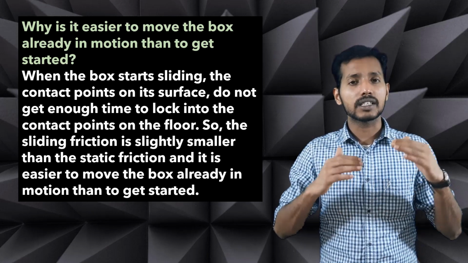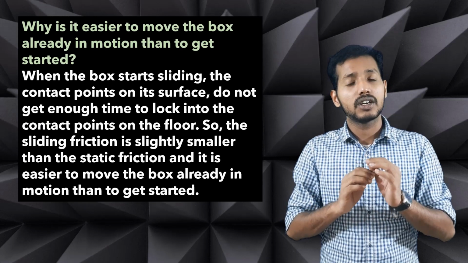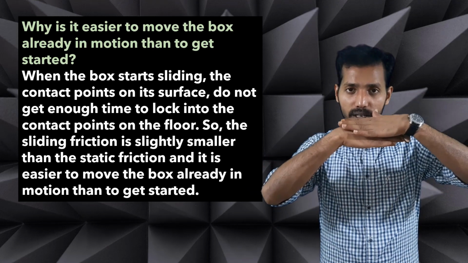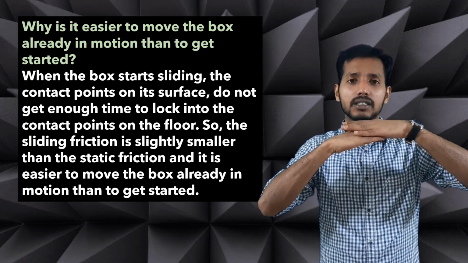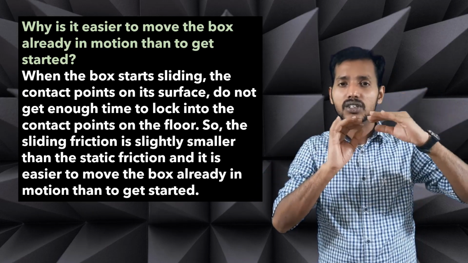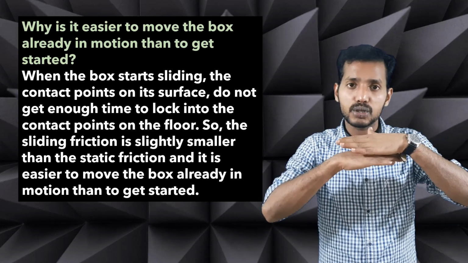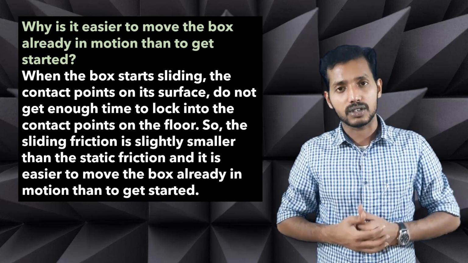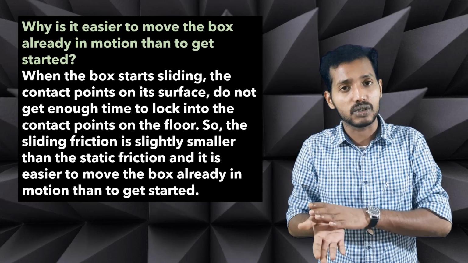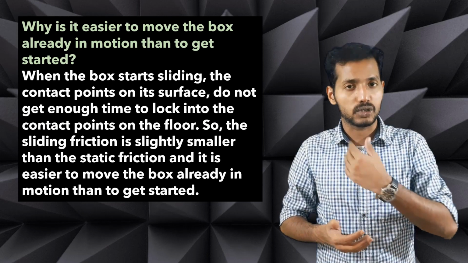This is because when the box starts sliding or moving, the contact points on its surface do not get enough time to lock, because it is already moving. If it is at rest, it is properly locked, but at the moment of moving, the contact points on the surface do not get enough time to lock. This is the reason why the sliding friction is slightly less than the static friction. So it is much easier to move an object that is already in motion than to get it started, that means to bring it from rest to motion.